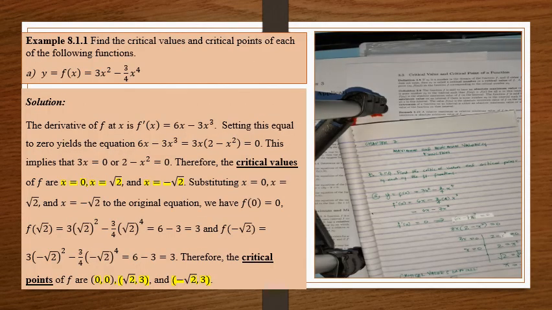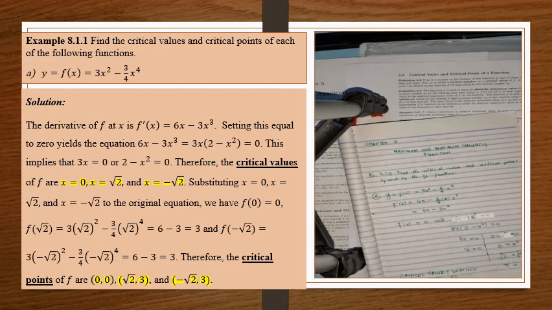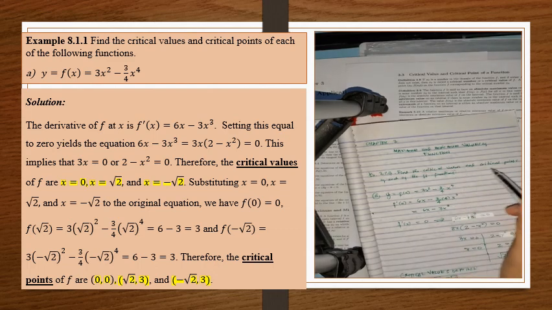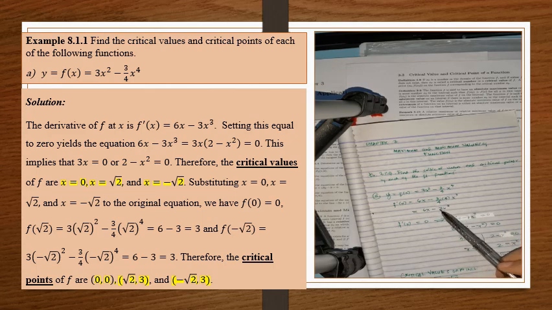Find the critical values and critical points of each of the following functions. So for example, ang given natin na function class is y is equal to f of x is equal to 3x squared minus 3 over 4 x to the power of 4. Para makuha natin si critical values and critical points is kailangan natin kunin yung first derivative nito. So, the derivative of this given function is magiging 6x minus 3 over 4 times 4 kasi 'di ba ibababa natin yung exponent. So 3 over 4 times 4 x to the power of 3. So we have 6x minus, this one is cancel out na yan, so we are left with 3x to the power of 3. So eto yung first derivative niya.